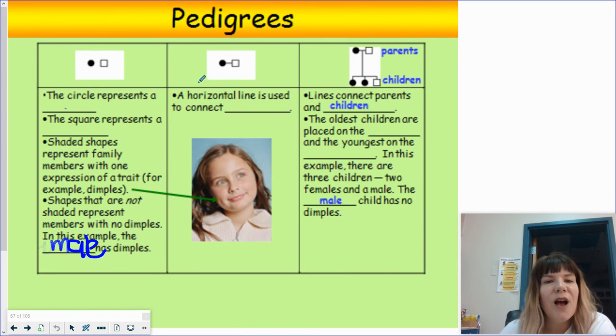That's really great, hey? All right, a horizontal line is used to connect mates, or someone who is married or someone who's had offspring together. So that's what this line here means. This line means parents down to children. So the lines that connect parents and children, the oldest children are placed on the left. So anyone on the left side of this is going to be the oldest. So for example, here to here to here: oldest daughter, middle daughter, youngest. And the youngest is on the right.